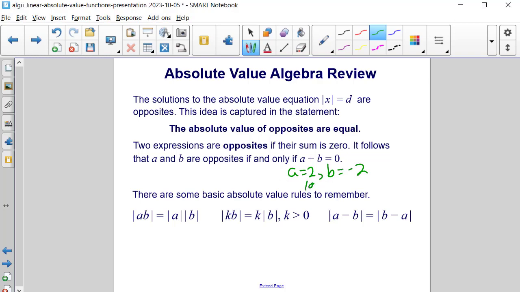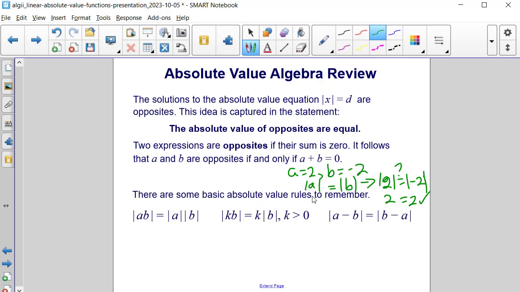Similarly, the absolute value of a will equal the absolute value of b with these two values, and we can check that. Is the absolute value of 2 equal to the absolute value of negative 2? And yes, they are. 2 equals 2. So this is indeed a true statement.